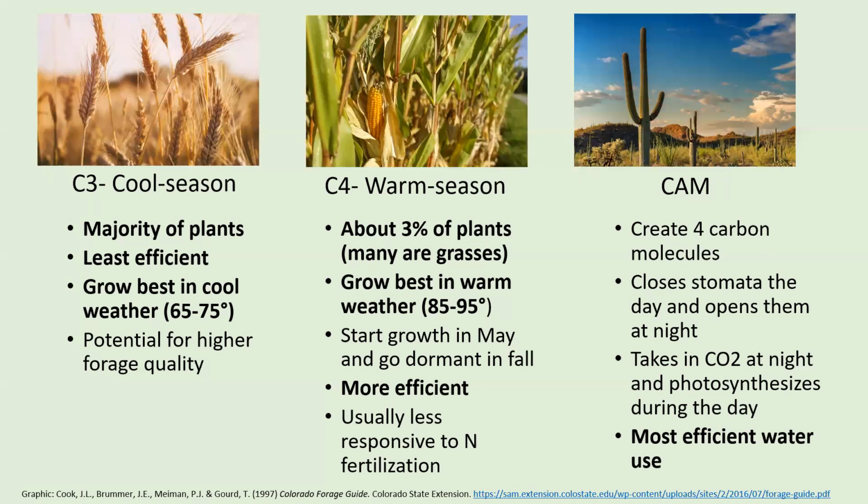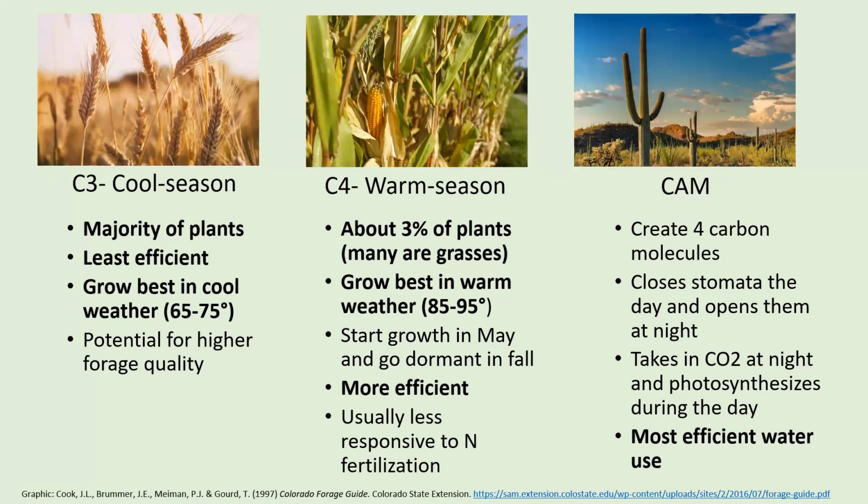So now going on to cool season and warm season grasses. The majority of the plants in the world are cool season or C3 grasses. They're called C3 because they create a 3 carbon molecule. We won't go into that too much. They're the least efficient plants that there are when you look at energy usage and water usage. They usually grow best in weather around 65 to 75 degrees, and usually they have a potential for higher forage quality if you're grazing or doing hay or silage with grasses.